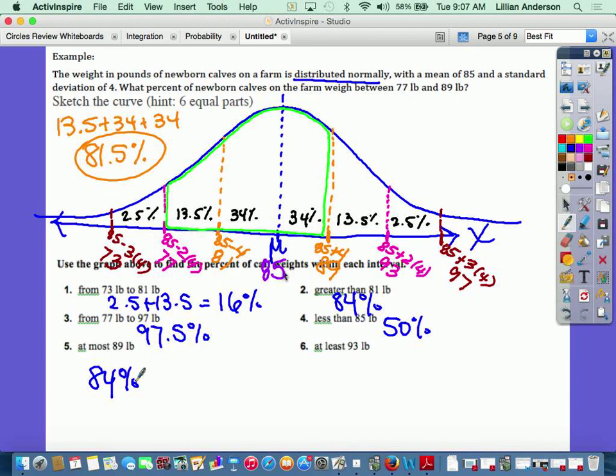I have some conflicting answers. I hear 97.5 and then I hear 2.5. Which one is it and why? Because at least, that's the least amount, okay? So I'm just talking from here and bigger. So yes, 2.5. Questions on drawing the curve, finding percentages?